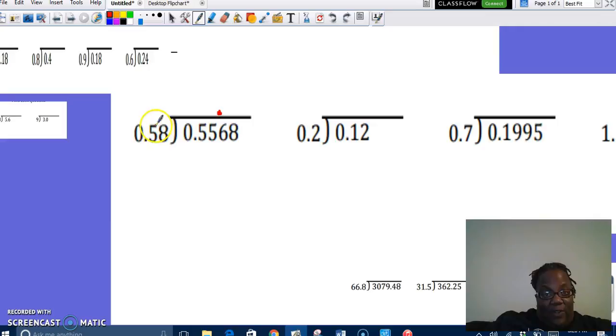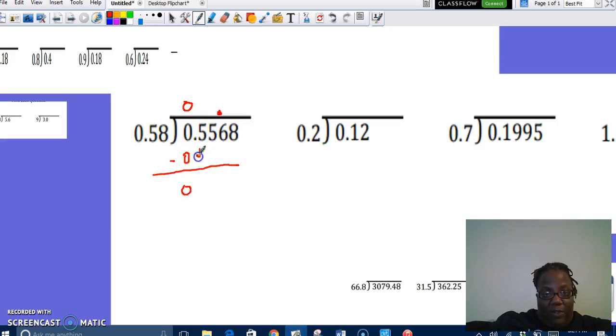And now you can look at this as 58, right? And 055.68. So I'm going to take it one digit at a time. 58 will go into 0. 0 times 58 is 0.